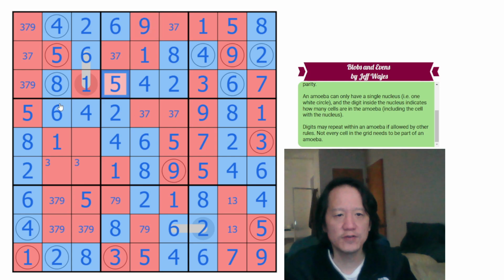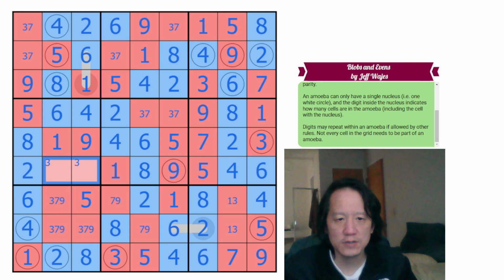This has to be a 5 then. This can't be 3 or 7, so this is 9. This cannot be 9. What is left here? This has to be a 9. This is also a 3-7 pair. This can't be 9.